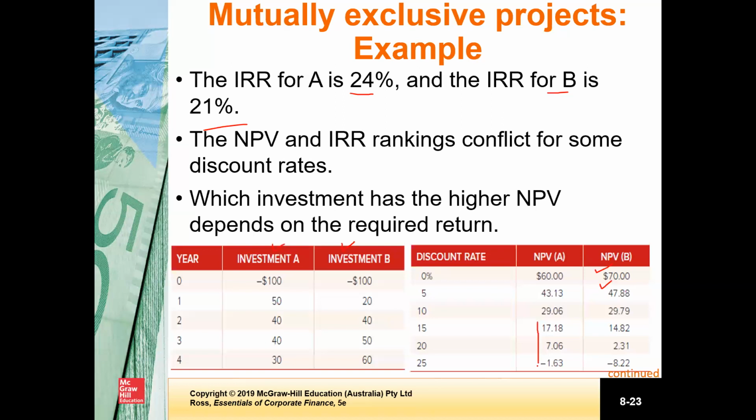However, if you come here, you see. In this case, when our discount rate is, for example, 5%, then you should take project B because it has higher NPV. However, when our discount rate is 15%, you should take project A because here NPV is higher than project B. Okay.